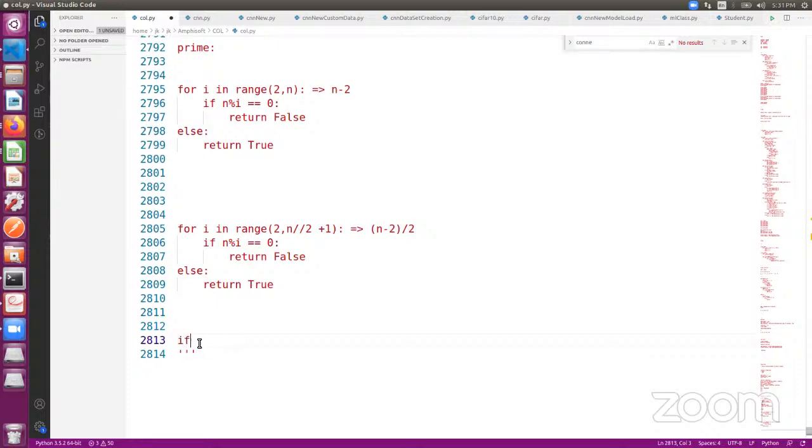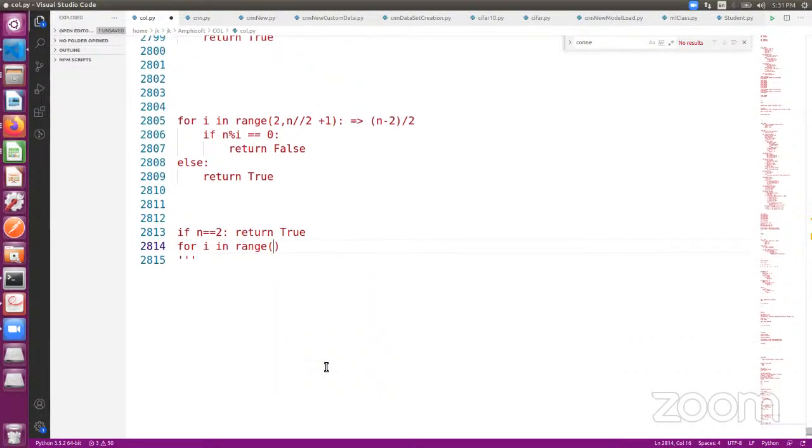So now I'll just write if n is equal to 2, return true, and then I'll put the for loop. What should be the range? From which number should I start? 3. You should start from 3, because 3 is the first odd number which you're going to consider. And the end value is the same till n by 2 elements.